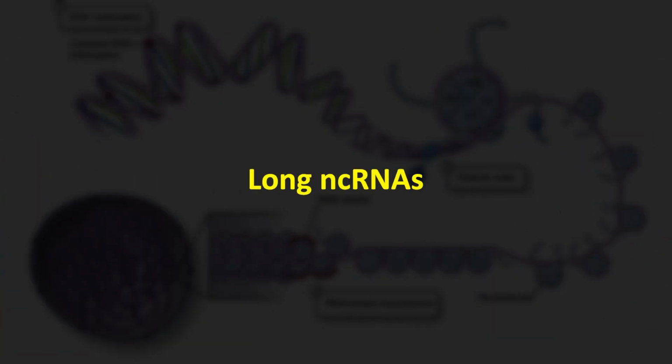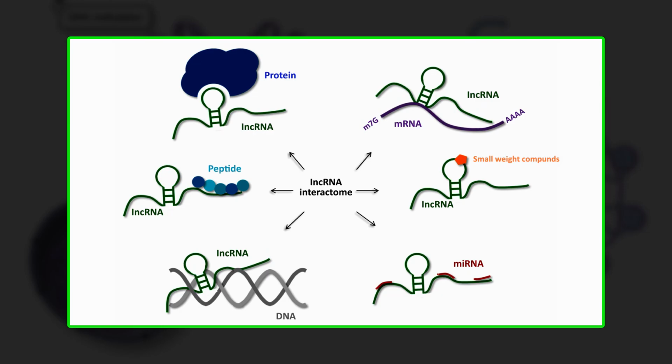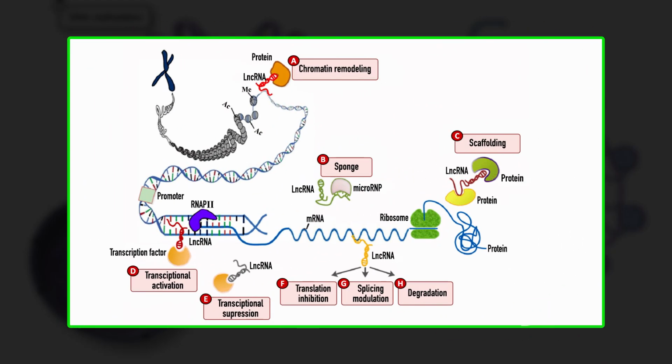Dear students, let's discuss the long non-coding RNAs. Many long non-coding RNAs can complex with chromatin modifying proteins and recruit their catalytic activity to specific sites in the genome, thereby modifying chromatin states and influencing gene expression. The majority of non-coding RNA transcripts belong to the group of long non-coding RNAs. So long non-coding RNAs function in chromatin remodeling, transcriptional regulation, post-transcriptional regulation, and as precursors for siRNA.